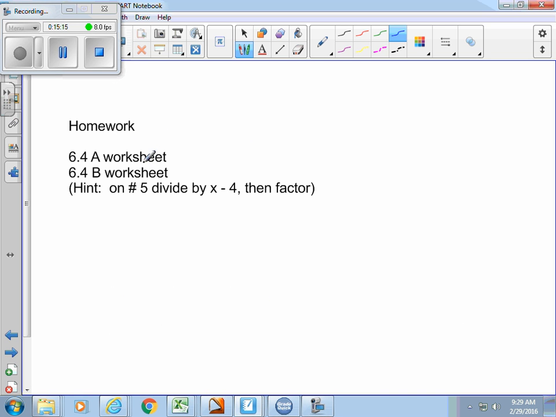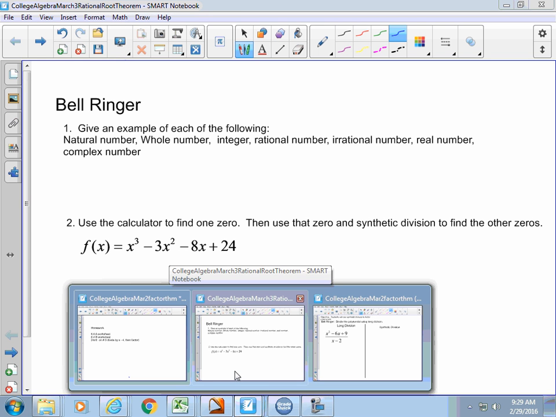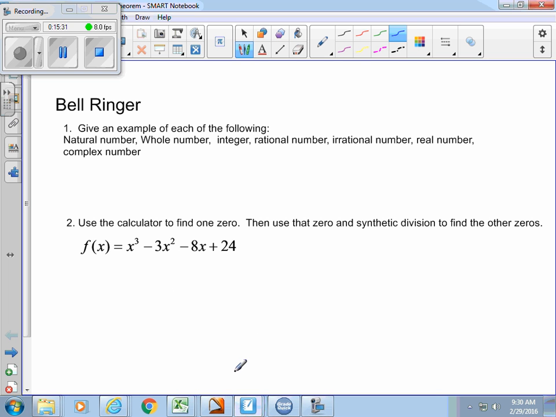Both of these are due on Wednesday. Hint on number 5. Divide by x minus 4 in the factor. I don't know why you need that hint. You probably could do it without that hint. I don't even know which number 5 that's a hint for.